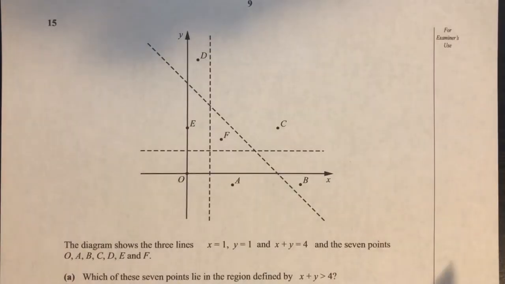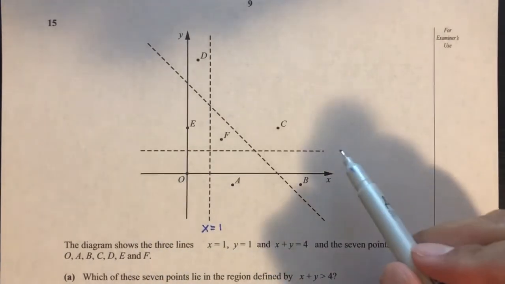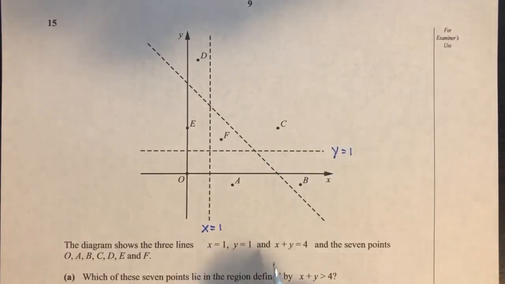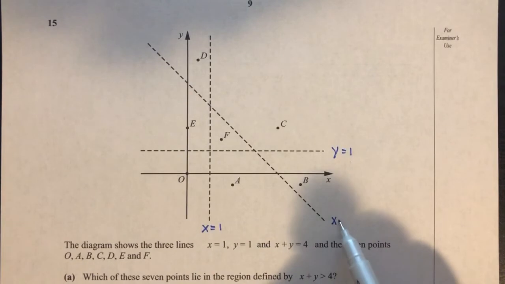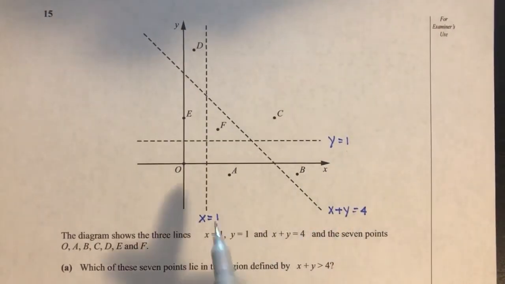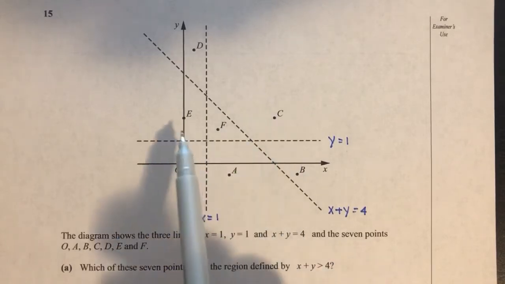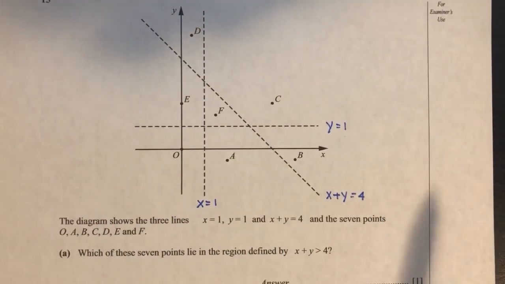Question number 15. The diagram shows 3 lines, x equals 1. Where's the line? It is this line. y equals 1 will be this line. And x plus y equals 4 will be the last line which remains on the graph. So those are the 3 lines and 7 points, which are A, B, C, D, E, F. That's the points.